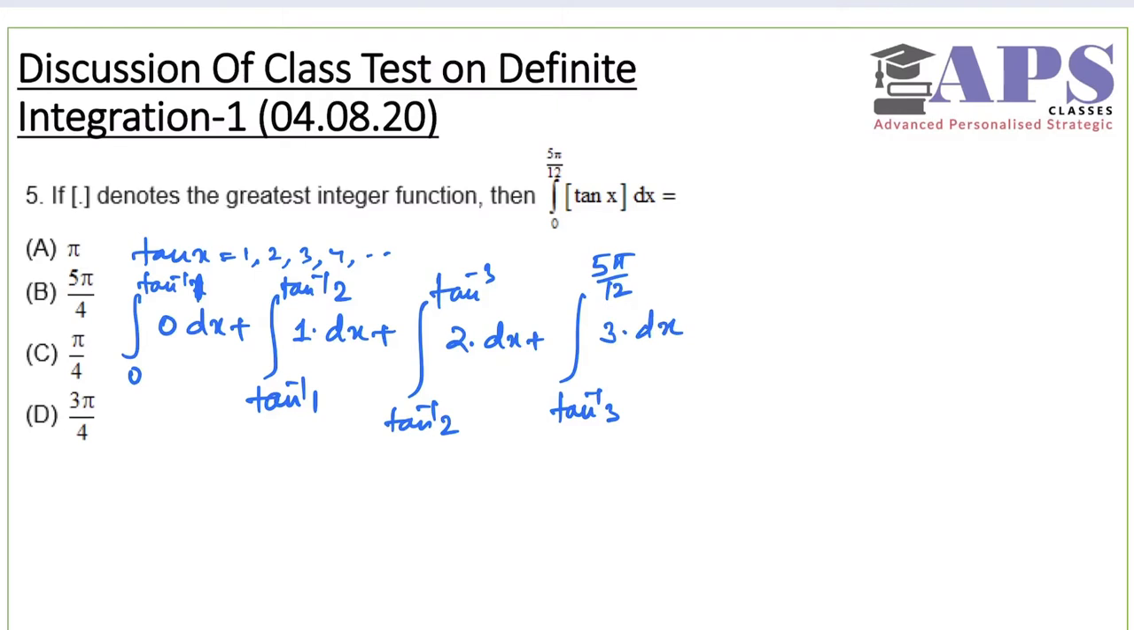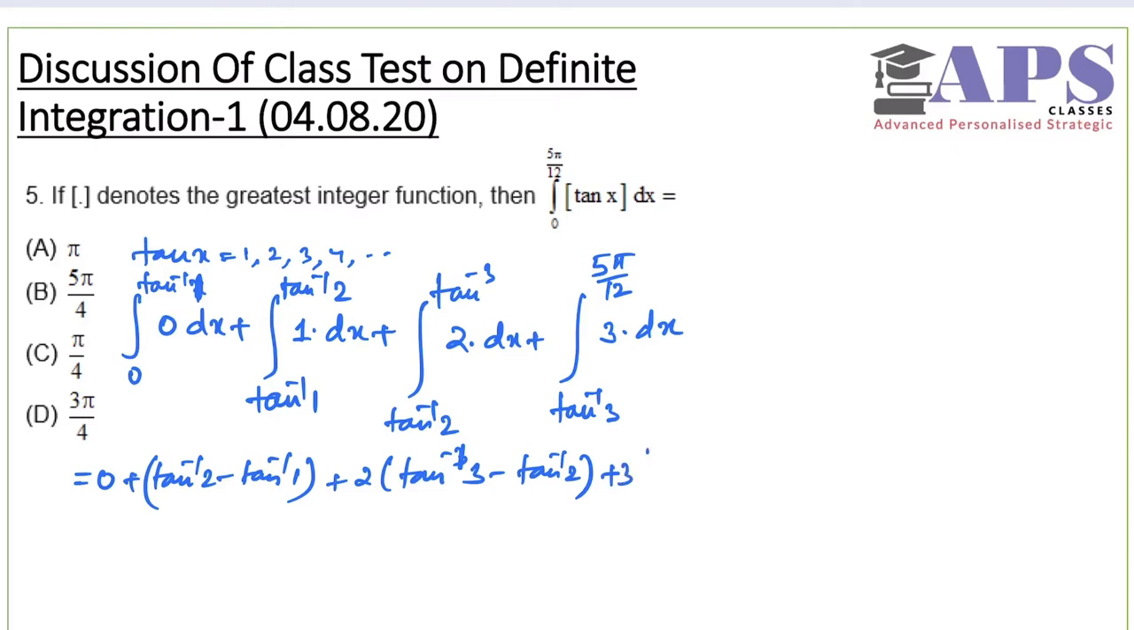Now the first part is 0, second part is x, so tan inverse 2 minus tan inverse 1, which is pi by 4, we will take that later, plus 2 times tan inverse 3 minus tan inverse 2, plus 3 times 5 pi by 12 minus tan inverse 3. This is the thing that we are getting. Now if I simplify it, I will get it as, there is a 3 into 5 pi by 12, that's 5 pi by 4.